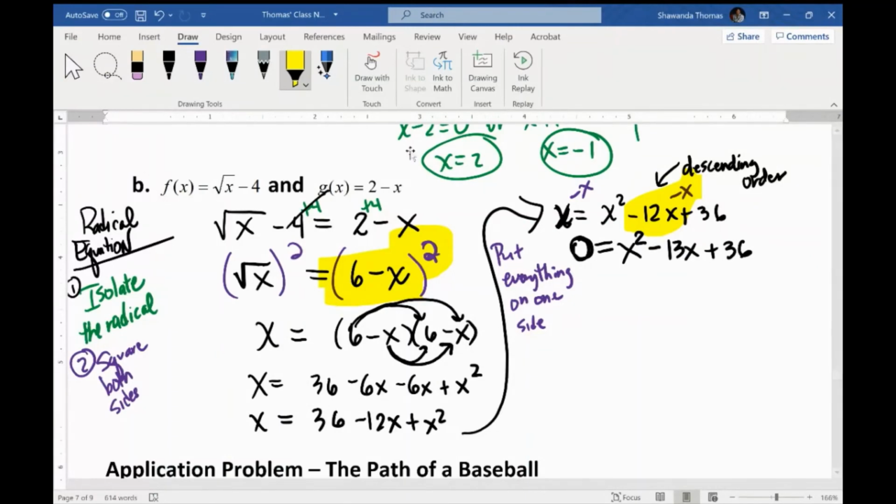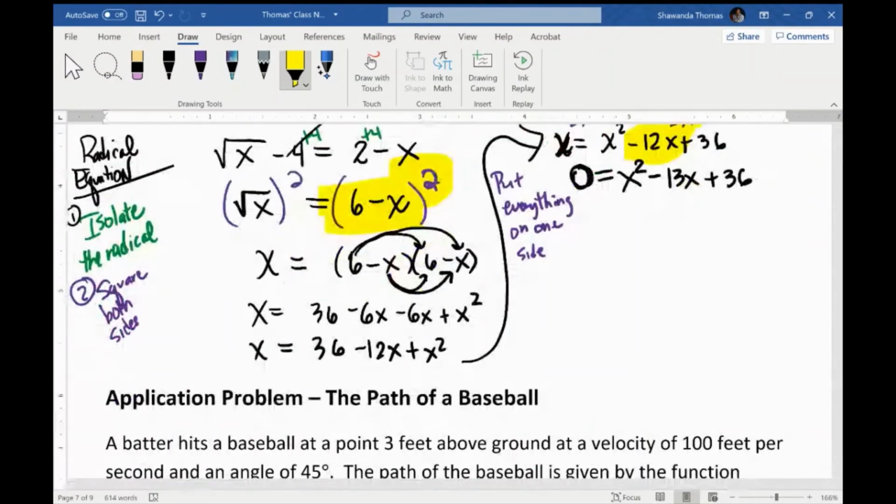Tell me, what happens next? Couldn't you use the quadratic formula? You could, but what's easier than that, if we can do it? Factor. Yes, Nakira, you can use the quadratic formula. I just think factoring, if it's factorable, is easier.